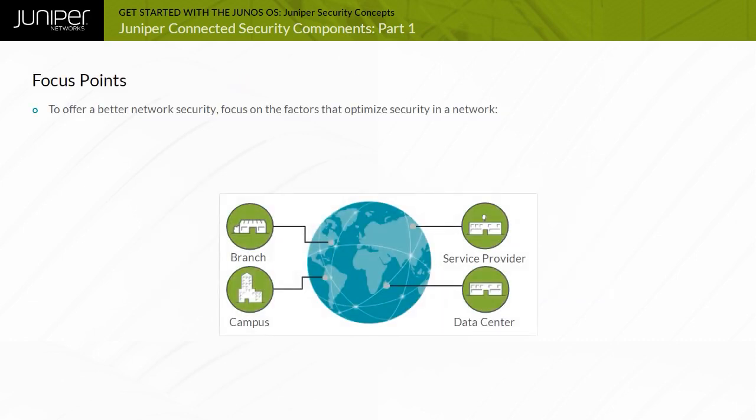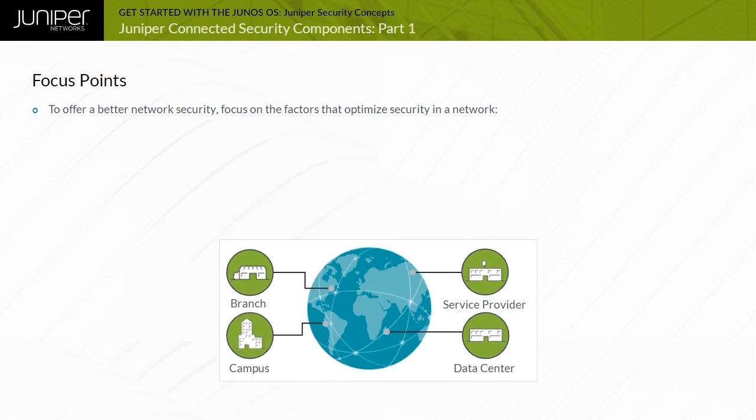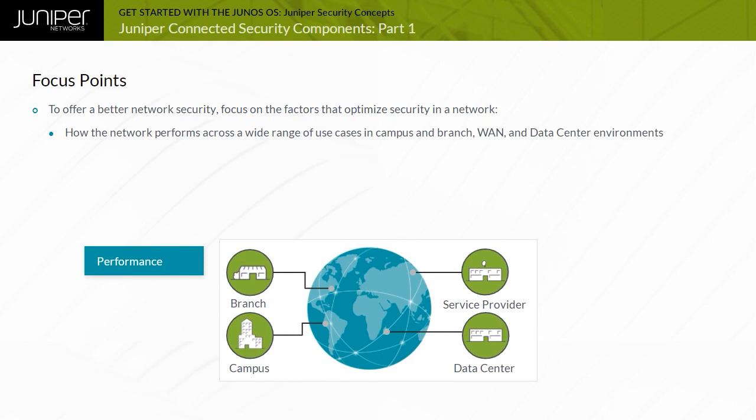To offer a better network security, you must focus on the factors that optimize security in a network. Juniper has identified 5 focus points when implementing a secure network. They are: performance, that refers to how the network performs across a wide range of use cases in campus, enterprise, branches, data center, and WAN environments.